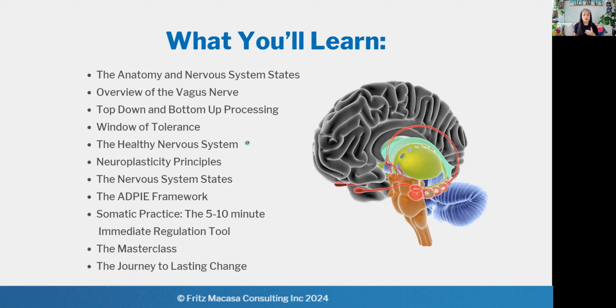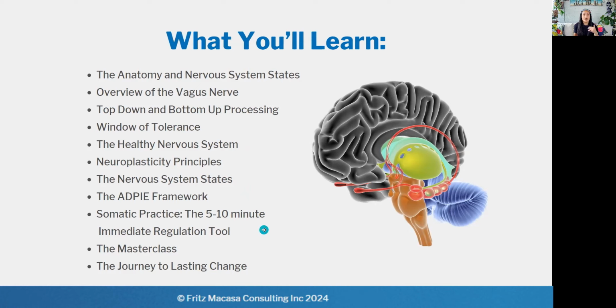And then we'll talk about what it actually means to have a healthy nervous system. And hint, hint, it's not just about being relaxed. Then we'll talk about the neuroplasticity principles to really set you up for success really, really quickly with long-term transformations, as well as this ADPI framework, which is coming from the nursing world, which is very, very useful to create changes for us and with our clients too.